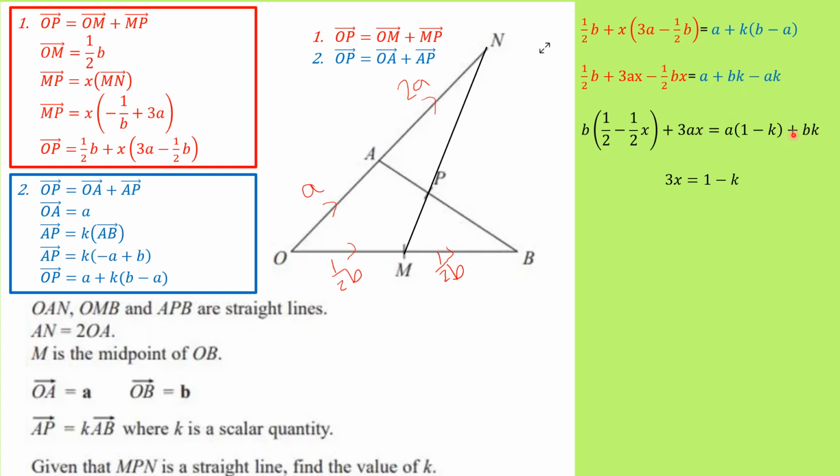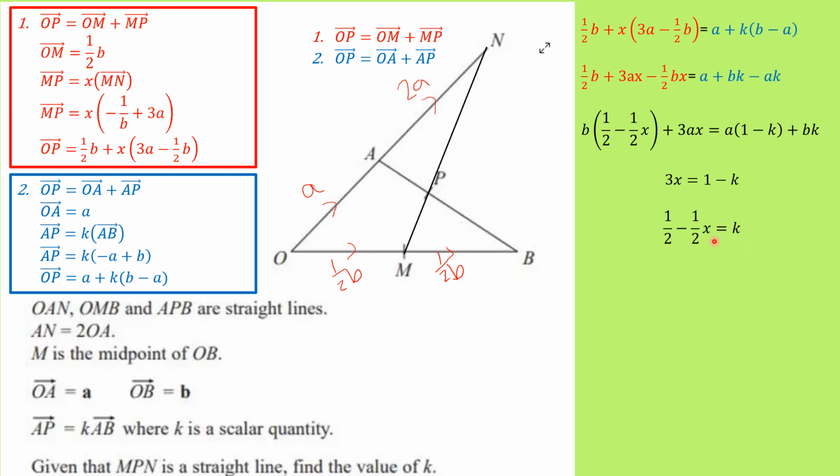So what I'm going to do now is, having a look at those two equations, if I know that side is equivalent to that side, then my b coefficients here, so my half minus a half x, is going to be the same as k, because that's the coefficient of b on this side. And then same as this, the 3x here, the coefficients of a, have got to be the same as 1 minus k. So I'm going to put that together. So 3x is equal to 1 minus k. And this half minus a half x is equal to k as well.